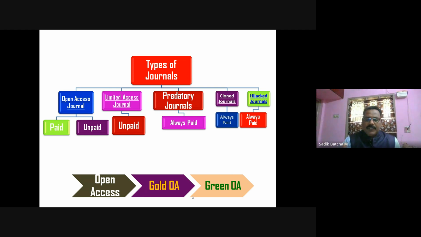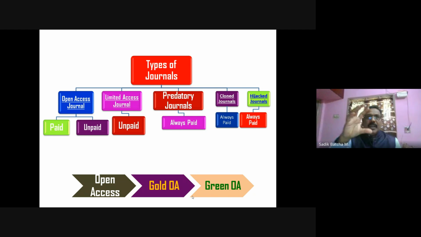You are familiar that in an open access journal, anyone can download the article without paying any money, and it will be on an open access platform. And when we talk about open access, it has different types also: gold open access, green open access, bronze open access, silver open access. There are so many types according to the usage.